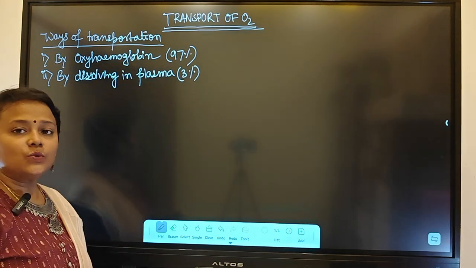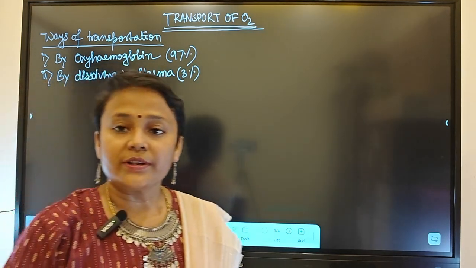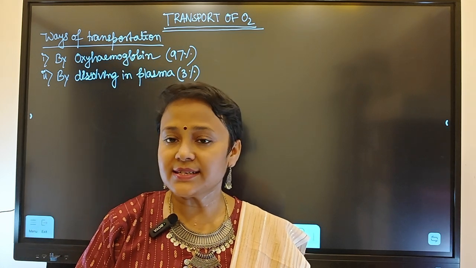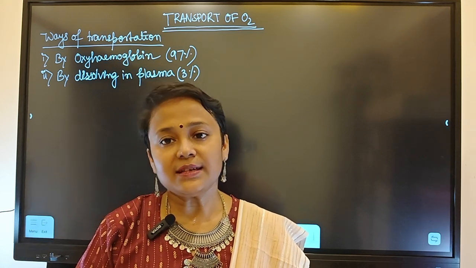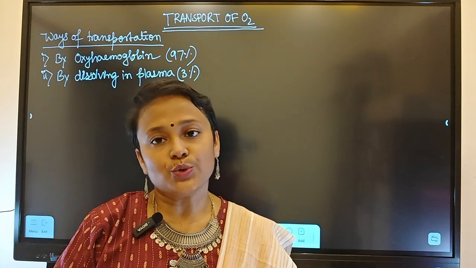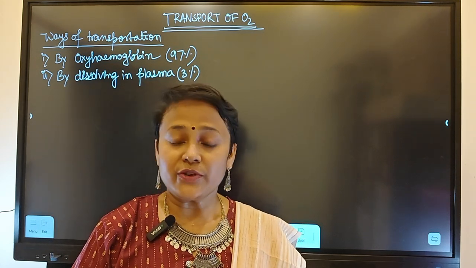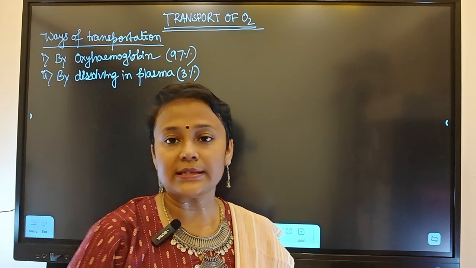By plasma, only one point is important, as oxygen is sparingly soluble, means it is not easily soluble in water. Only 3% will be transported through plasma. Maximum amount 97% will be transported by oxyhemoglobin. That detail we will discuss.